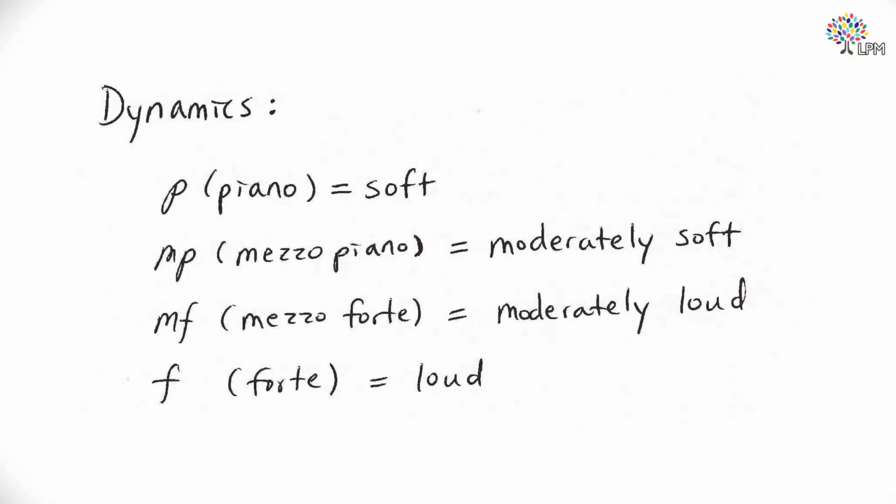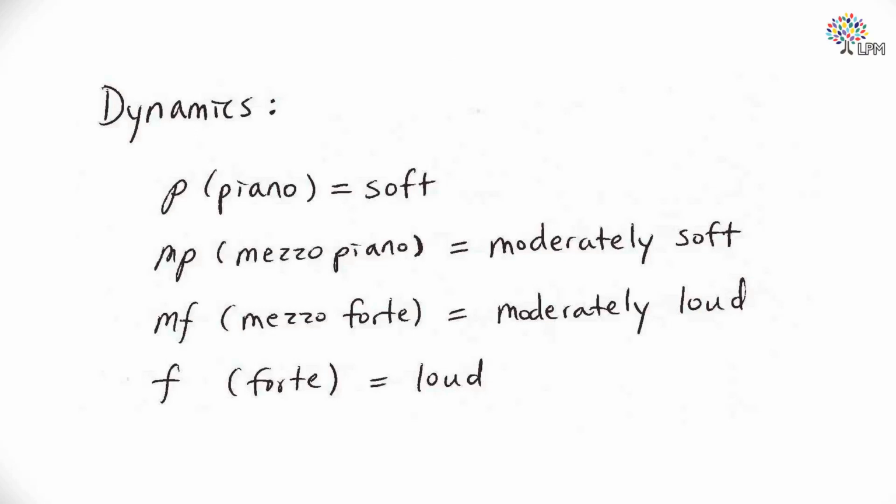Dynamics tell us how loudly or softly to play. In addition, it's also a good indication of the character and mood of a particular phrase or section of a piece. For example, a loud dynamic can indicate that the music is to be played in a majestic or declamatory way. A soft dynamic can mean that the music is more introspective, more intimate, and sweeter in nature.